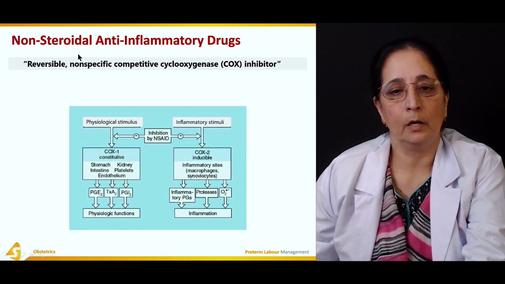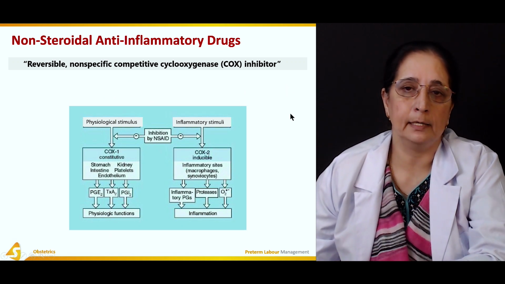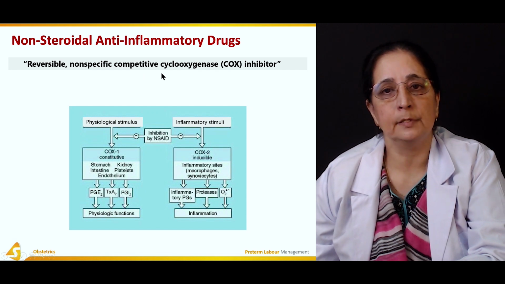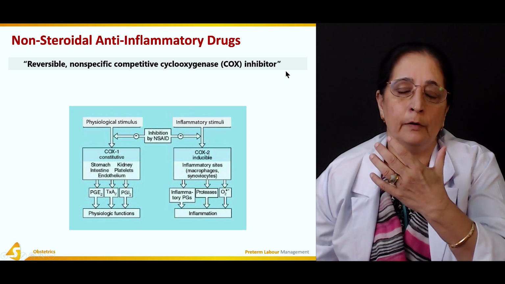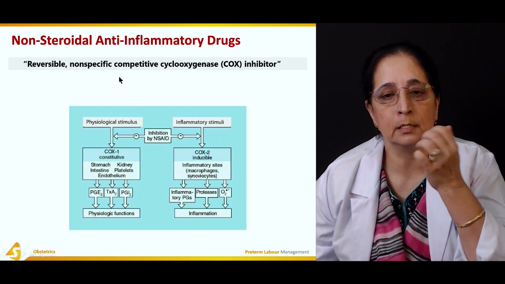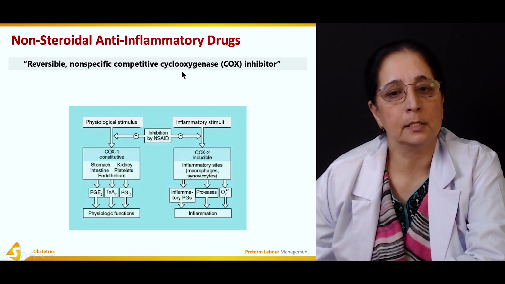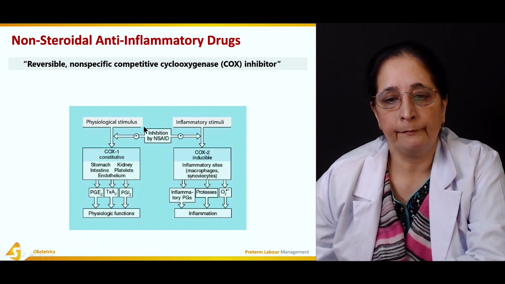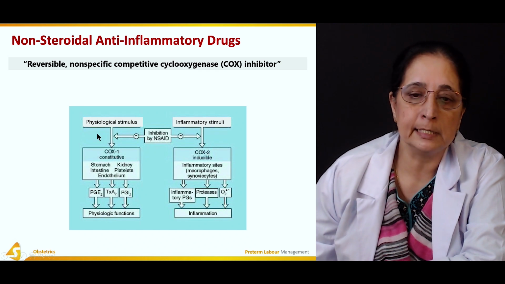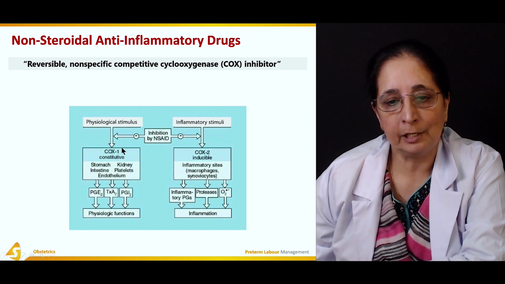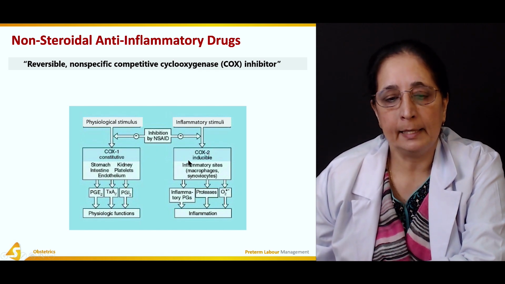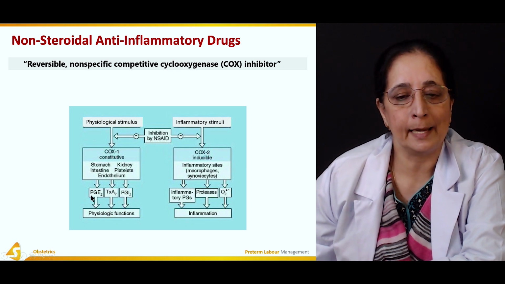Then the effect of non-steroidal anti-inflammatory drugs. We have drugs like ibuprofen. These are drugs which are reversible, non-specific competitive cyclooxygenase inhibitors. The effect of these non-steroidal anti-inflammatory drugs is that they inhibit both the physiological stimuli and inflammatory stimuli. They decrease the production of cyclooxygenase 1 and cyclooxygenase 2, and then they decrease the level of prostaglandins.